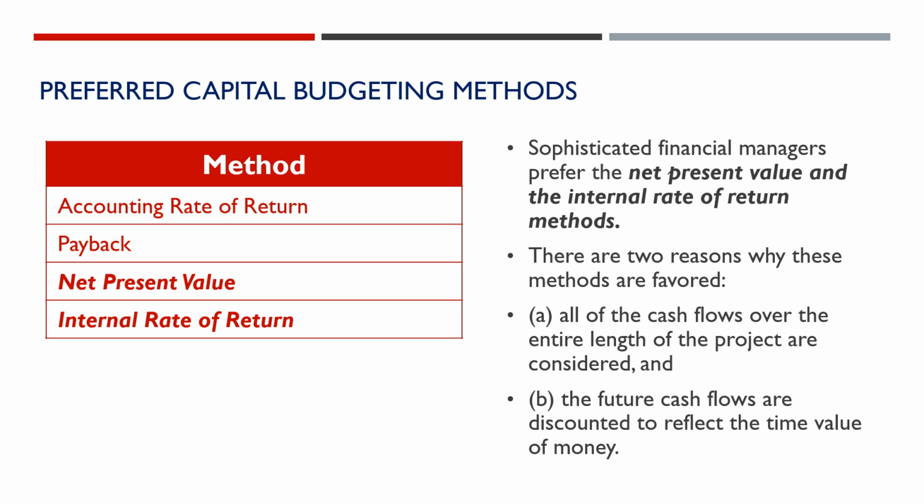While each of these methods has its benefits and drawbacks, sophisticated financial managers prefer the net present value and the internal rate of return methods. There are 2 reasons why these methods are favored. First, all of the cash flows over the entire length of the project are considered, and second, the future cash flows are discounted to reflect the time value of money.